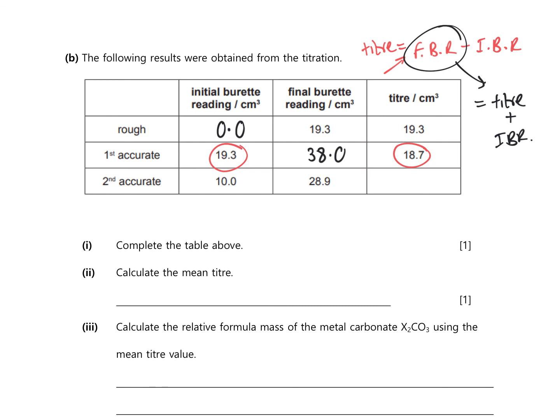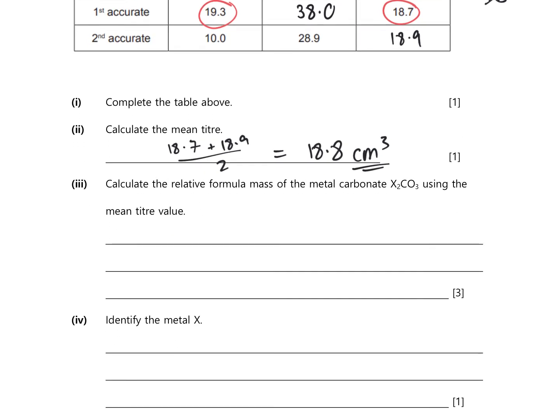Titer is the difference between final burette reading and initial burette reading, so that is 18.9 for our second one. Calculate the mean or the average titer, and that is 18.7 plus 18.9 over 2, and that is 18.8. What unit? Centimetres cubed. You don't get the mark if you don't include your units.